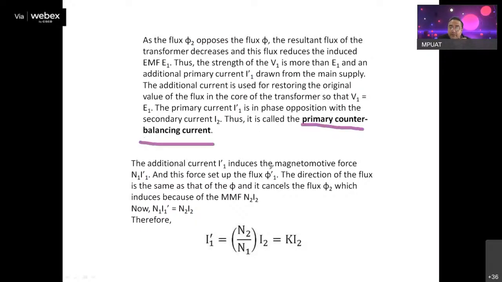Okay, अब क्या होगा? इसने ये कैसे रोल प्ले किया? Let me explain this. The additional current I1 dash will also produce its own MMF. MMF क्या होता है? मैंने अभी डेफिनेशन बताई थी। It is mathematically nothing but product of number of turns and the current. अब करंट कितना है? I1 डैश, और ये प्राइमरी वाइंडिंग में फ्लो हो रहा है। प्राइमरी वाइंडिंग के अपने कितने टर्न्स हैं? N1. Therefore the MMF produced by this additional primary current, which is called primary counterbalancing current, will be N1 I1 dash.